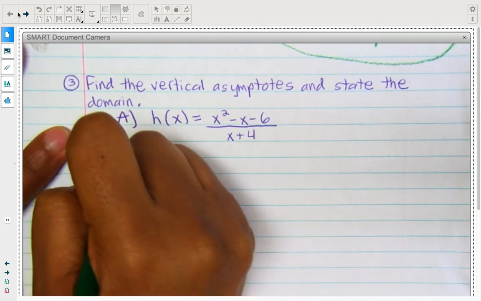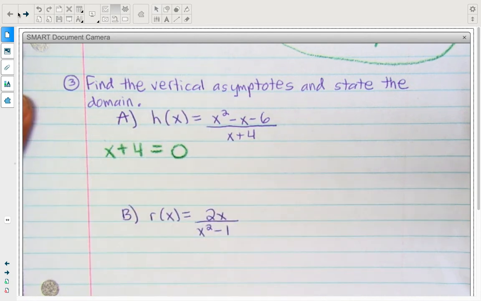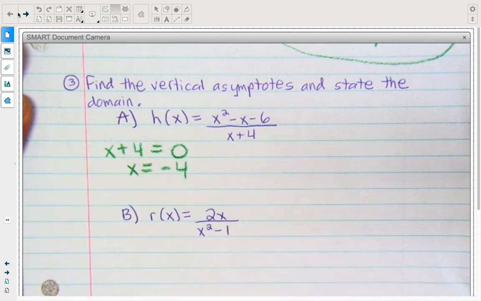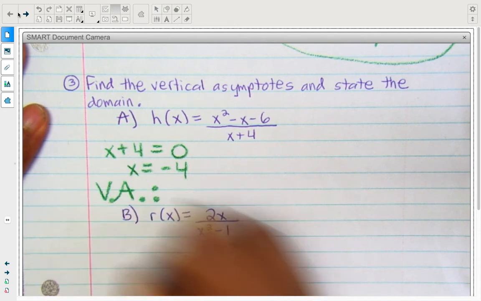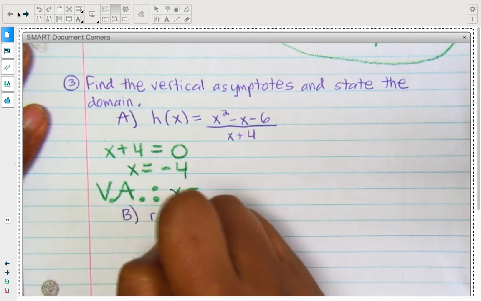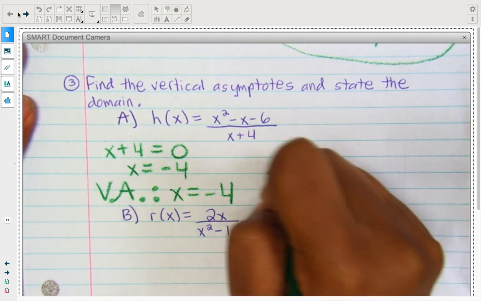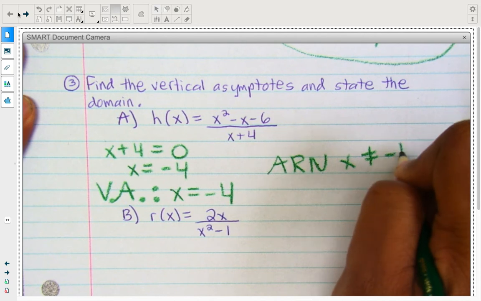So x plus 4 equals 0. Set it equal to 0. Solve it. Subtract 4 from both sides. We got x equals -4. So this means that we have a vertical asymptote, and I am abbreviating here. We have a vertical asymptote at -4. And that also tells us that my domain is all real numbers except the number -4.